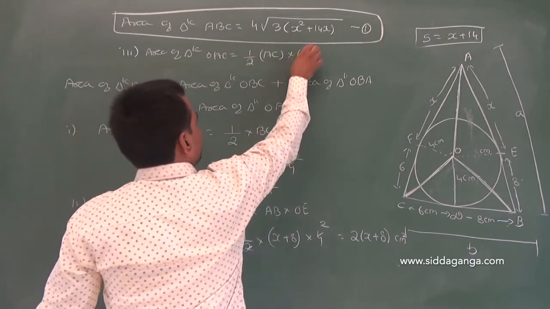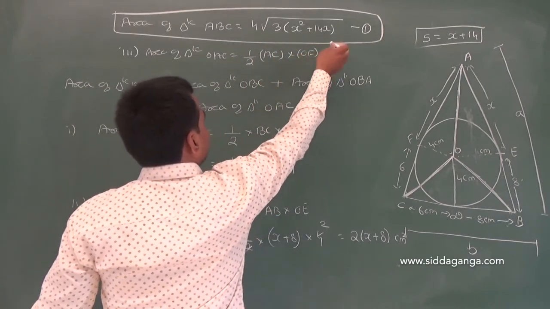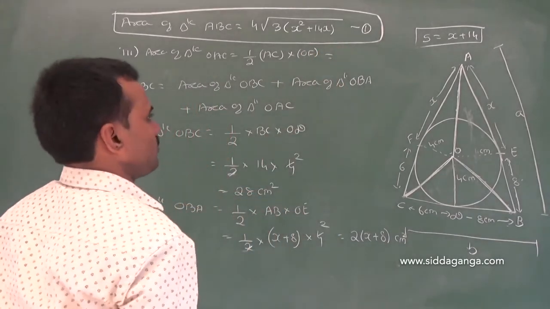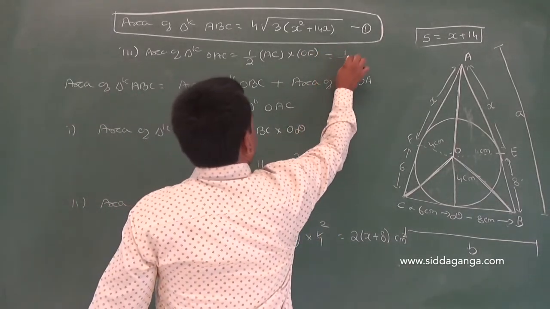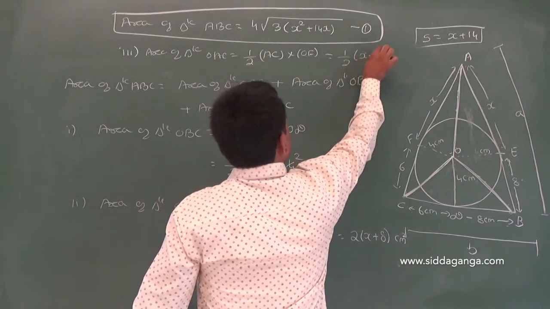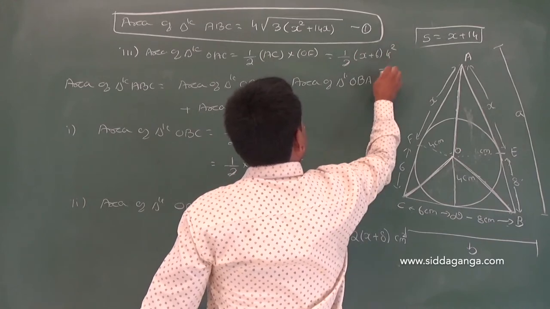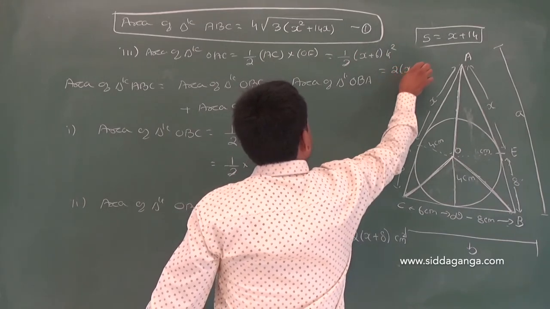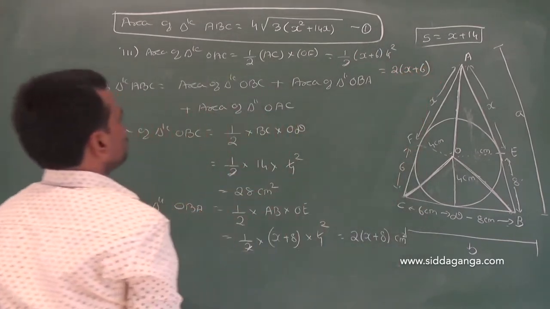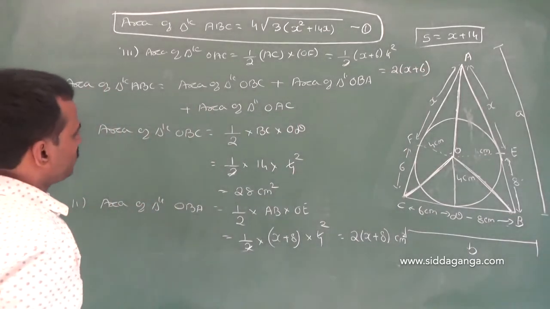Height is what? OF. That is it. I substitute here. That is equal to half into AC. AC is what? X plus 6. Height is what? 4. The 2 ones and 2 twos get cancelled. So 2 into x plus 6.